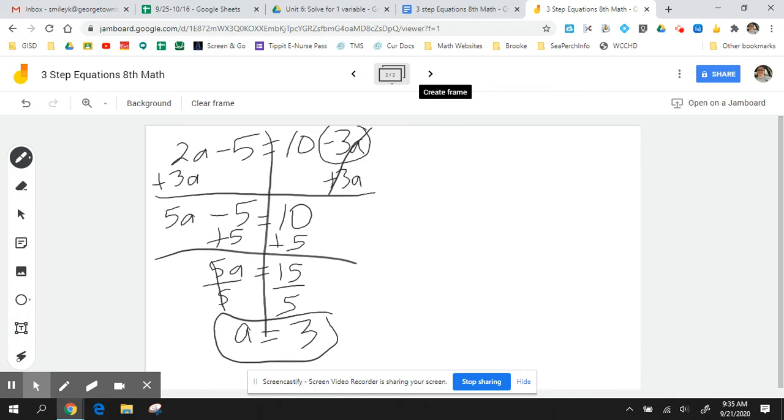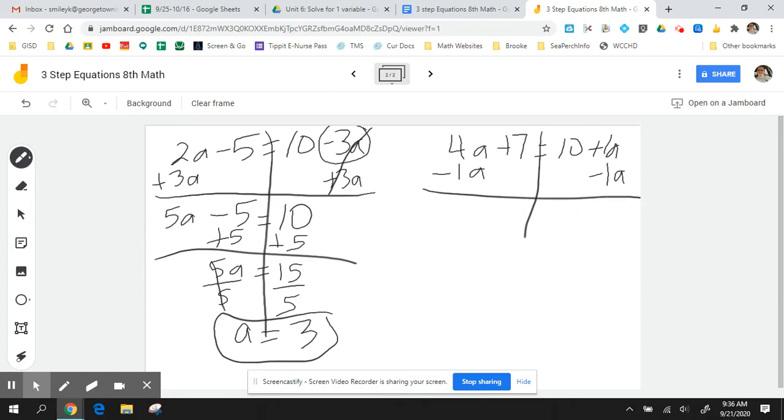Let's see. So 4a plus 7 equals 10 plus a. All right, if I'm looking, I have a 4a, and this a by itself, remember there is a 1 in front of it. So I'm going to subtract 1a from both sides because it is the smaller term. 4 minus 1 is 3a plus 7 equals 10.